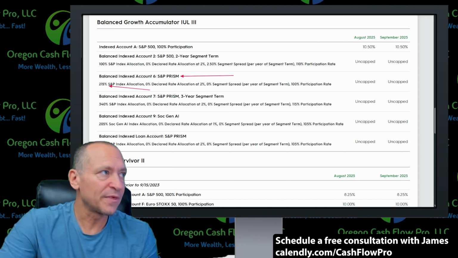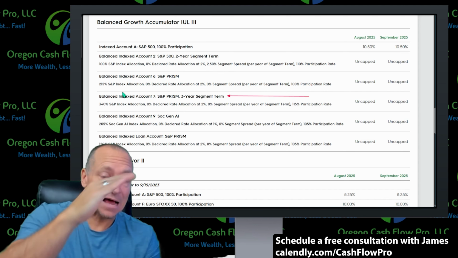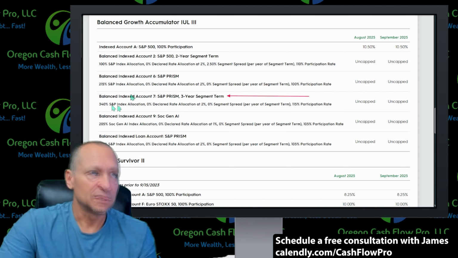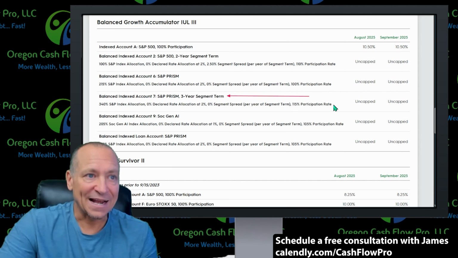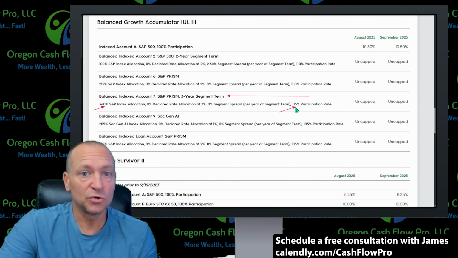But even better than that is the 3-year segment. This one balances out a lot of the ups and downs. And there's a really good chance of a credit over a 3-year period. You get a 340% S&P index allocation at 115% participation rate. So not only do we get the bigger number here, but we also get the bigger multiplier here. There have been some pretty good growth in this.